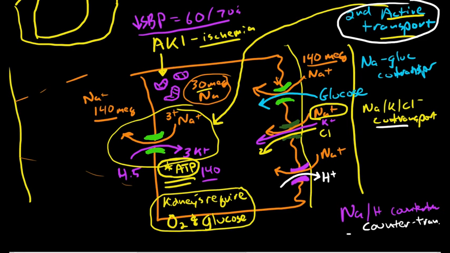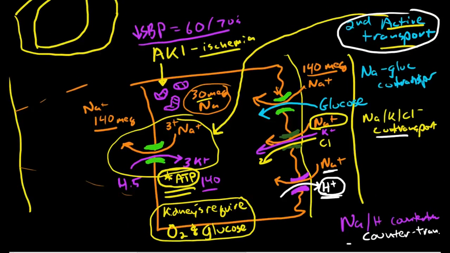Okay, and this is a very important mechanism for controlling acid-base balance within the kidney because it allows for the excretion of hydrogen ions. And again, it's using energy, but secondarily via the sodium concentration gradient. Now, there's a few other things that happen with these cells.